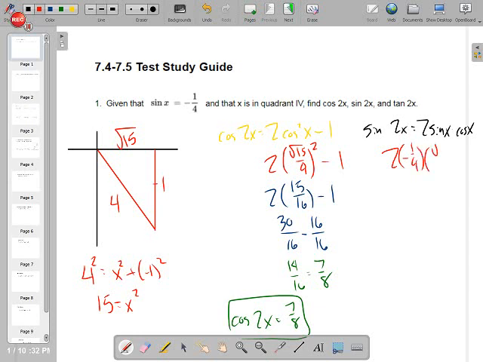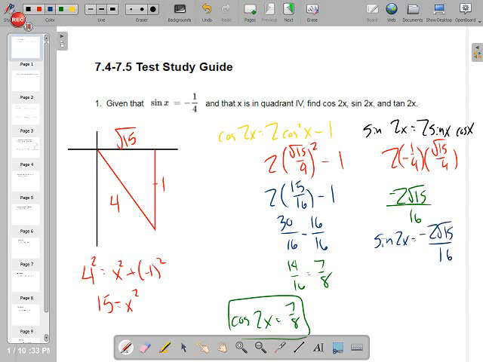over 4. And when you multiply the fractions, you multiply across. 2 times 1 times radical 15 is 2 radical 15. It's negative, so I'll just make that a negative. Over 4 times 4 is 16. So, similarly, the sine of 2x is negative 2 radical 15 over 16.